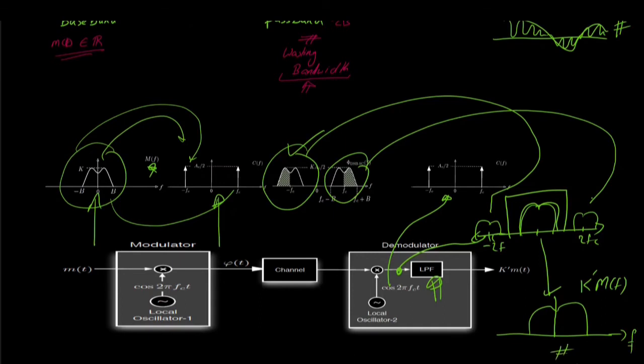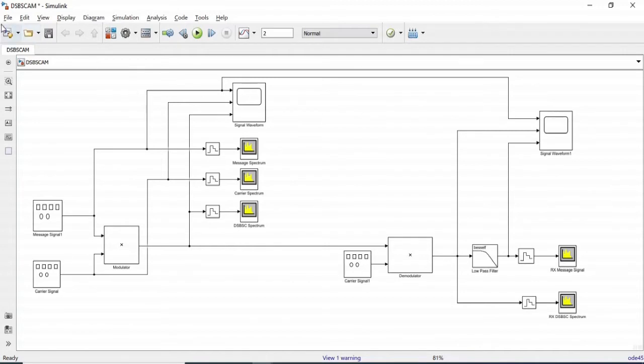So this is our demodulated signal. Now let us visualize all of this process in Simulink. So this is the double sideband suppressed carrier that I have discussed. Over here we have the modulator on the left side and the demodulator of double sideband suppressed carrier on the right side. So all of these blocks are available in the library browser given over here, right?